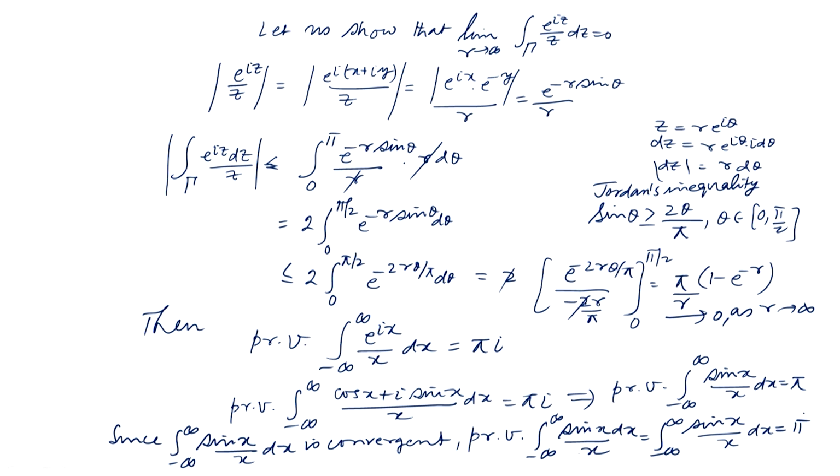Okay. Now, sin x over x is an even function. So, the integral over minus infinity to infinity of sin x over x dx is equal to 2 times the integral from 0 to infinity. Since sin x over x is an even function, we get the integral 0 to infinity of sin x over x dx equal to pi by 2. So, this is how we evaluate this integral.